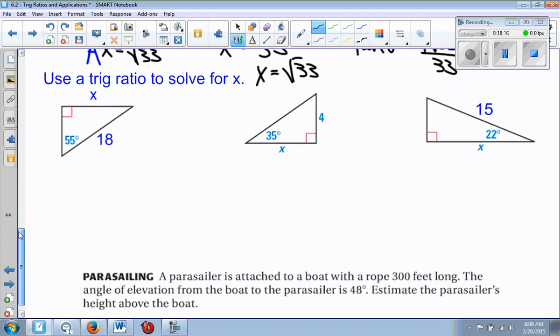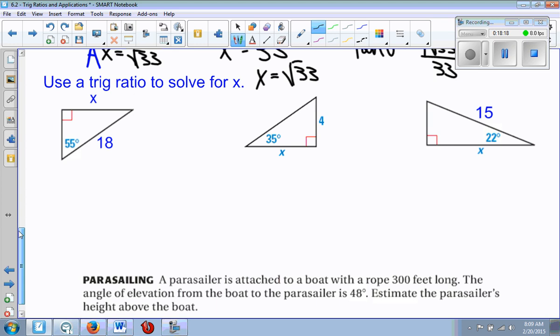All right, coming down. So what can I actually do with trig ratios? I can use them to solve right triangles. So it says use a trig ratio to solve for x. So the first thing you're going to do in all these problems, circle the angle and then label the sides. X is opposite, 18 is hypotenuse. That means that I'm going to use a sine ratio. Sine of 55 degrees is equal to opposite over hypotenuse. We're going to come back and solve that in a second.